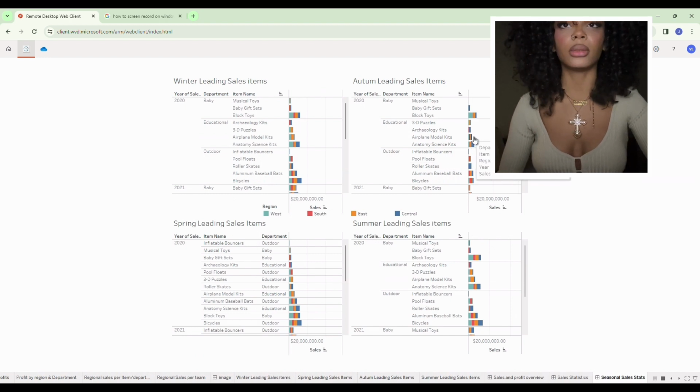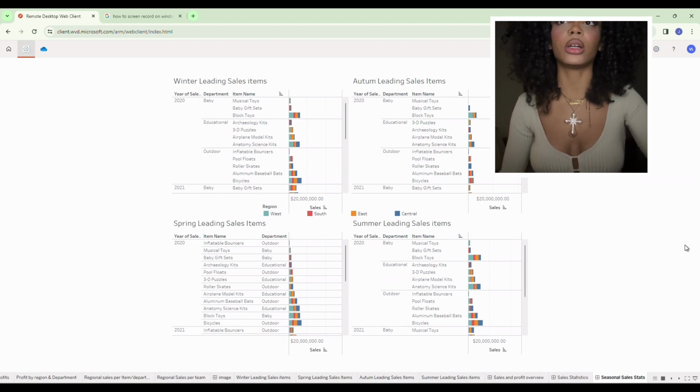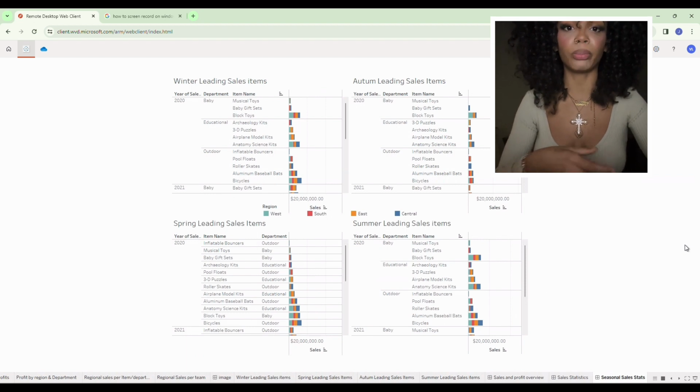We can make predictions on why that could be. So winter, obviously, we have things such as Christmas, Hanukkah. That's why people are buying more gifts and toys. But for autumn, people are going back to school. So for these reasons, we can develop marketing strategy and utilize peak seasons to focus on performance.